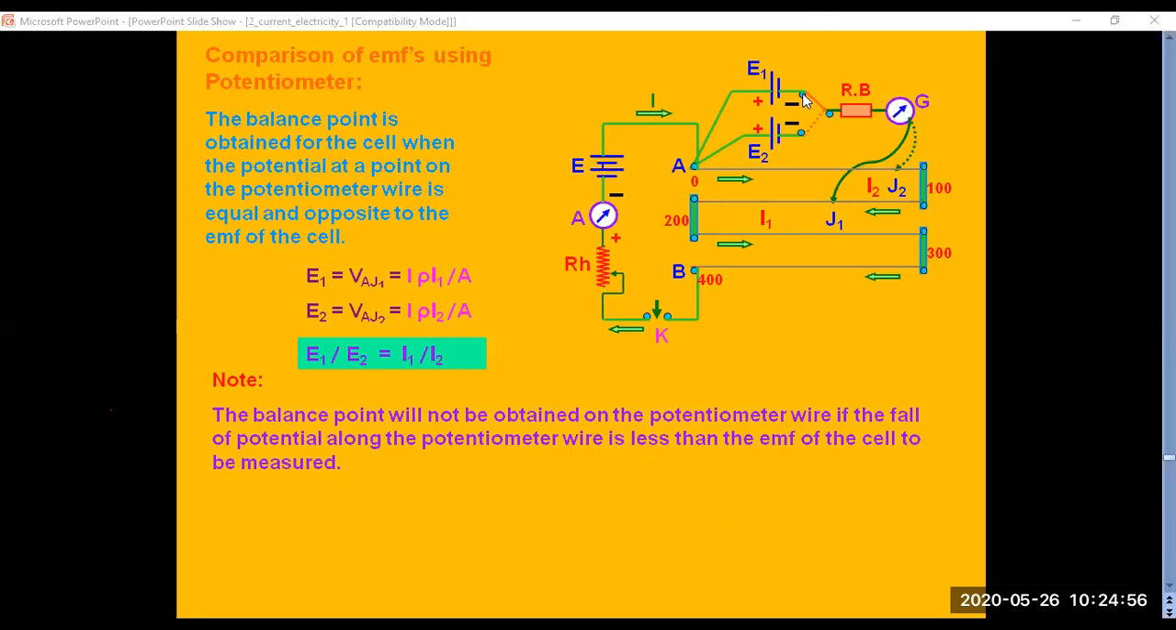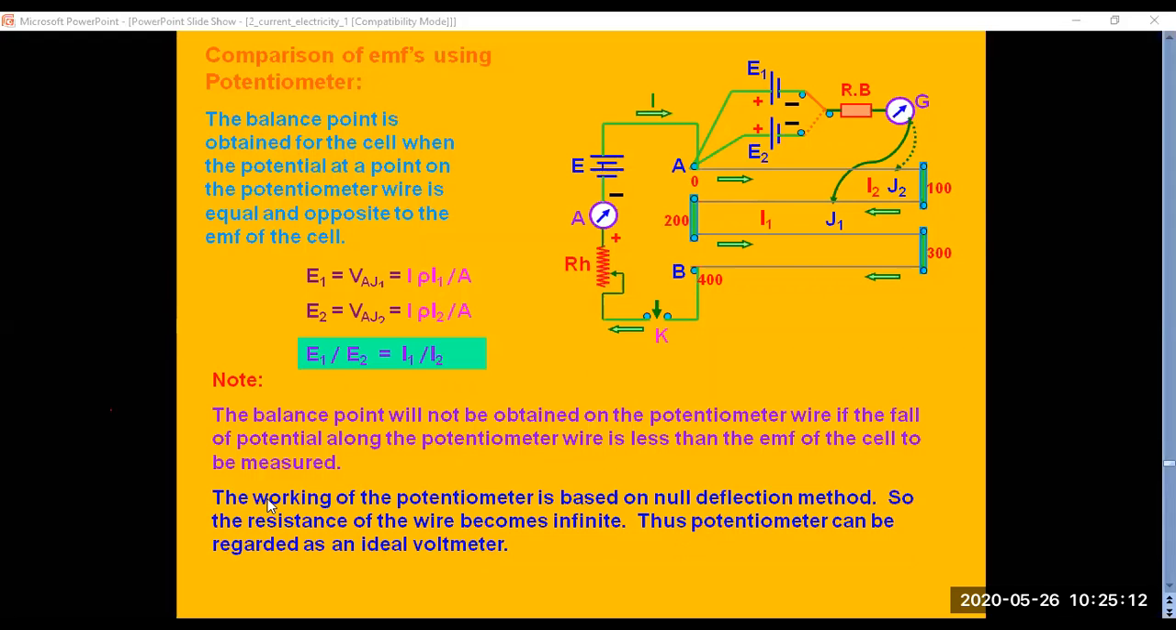Normally the cell we use, the red color cell, its EMF is 1.2. If you take a battery source, normally we take an EMF of 2 volt. The length should be greater than that. If the length is lesser, we will not get our output. See, this one word I want you to remember: working of the potentiometer depends on the null deflection method.